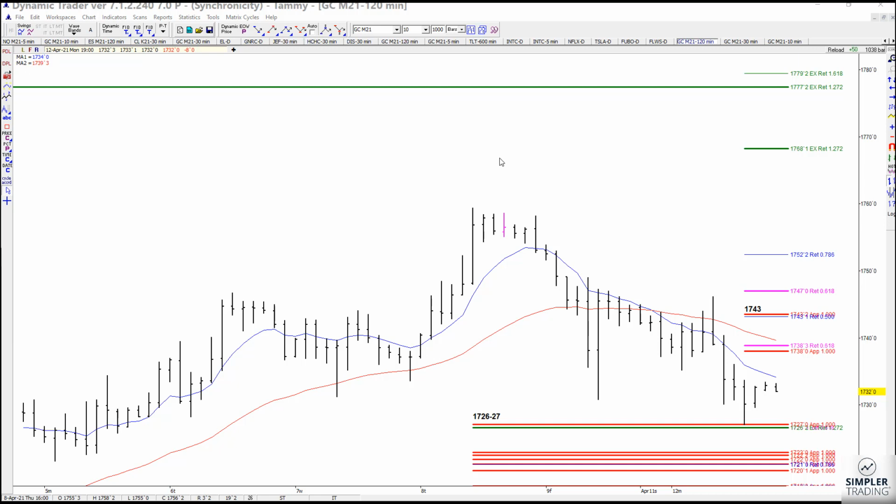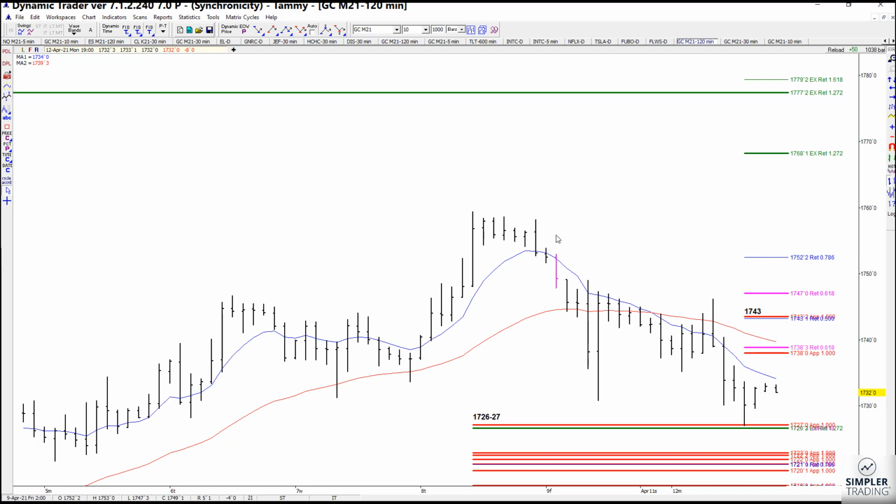I wanted to show you a setup that I have here in gold on the 120-minute chart. The reason I wanted to share it with you is because we did go through the 10-minute resistance today. So we will still have some more resistance on the way up, but I wanted to let you see the setup that I have for you, 1726 to 27.